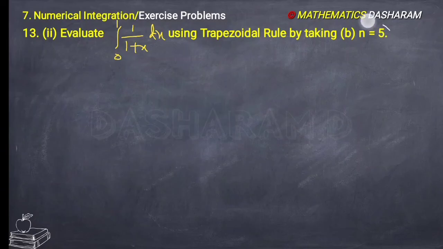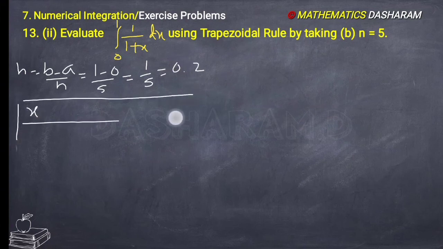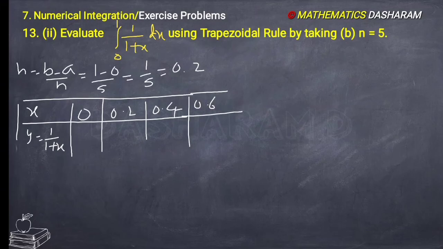Next, the same question, but the n value is different, that is 5. So h equals b minus a divided by n. So b value 1 minus 0 divided by n value 5, 1 by 5. 1 by 5 answer is 0.2. Next, draw a table. Here x and the y value is 1 by 1 plus x. The first x value is 0, next increase with 0.2. Here 0.2, 0.4, 0.6, 0.8, here next to 1.